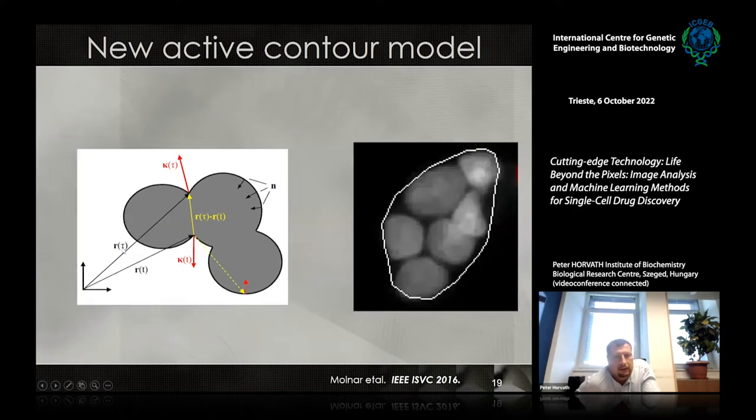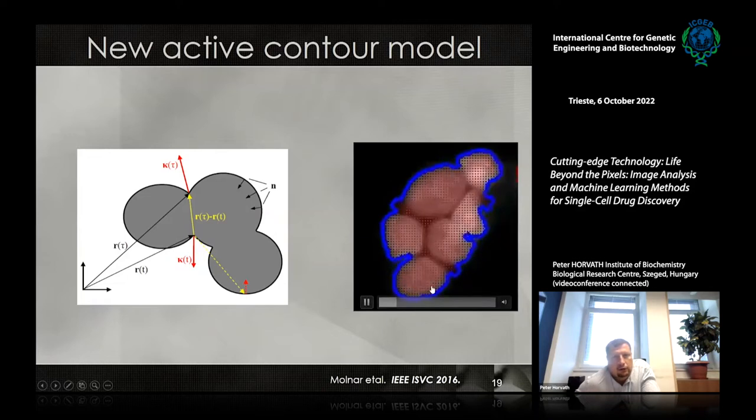So we wrote a mathematical model where we said that there is a contour, it should go to the edges of the cells. If there is no edge, because they are touching each other, then we create an attractive force between the two ends of the contour so that they are forced to approach each other and cut. And you will see here that the contours are attracting each other and then this cut appears. So this is very good. Now we have the single cell resolution segmentation.